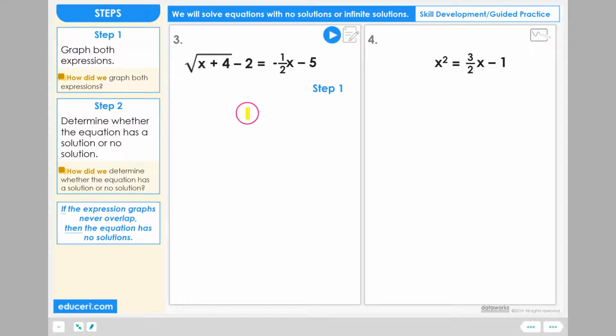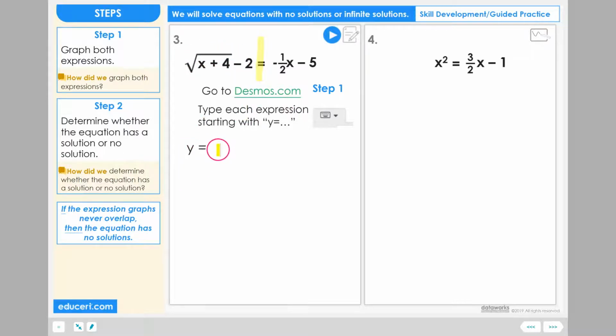So we are going to go to Desmos.com, and there we're going to take each side of our equation and type it into Desmos.com, starting with the y equals. While you're on Desmos.com, you're going to see this icon of a keyboard and a little drop-down arrow. If you press that button, it'll show you all the different mathematical symbols that will help you type in this expression as you see it. I'm going to type in y equals the square root of x plus 4 minus 2. And then I'm going to type in the expression on the right side, y equals negative 1/2 x minus 5.